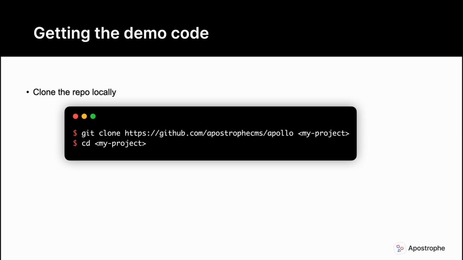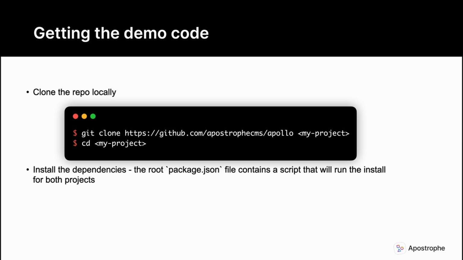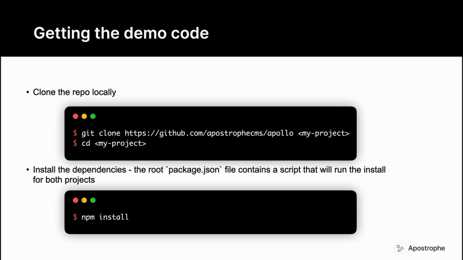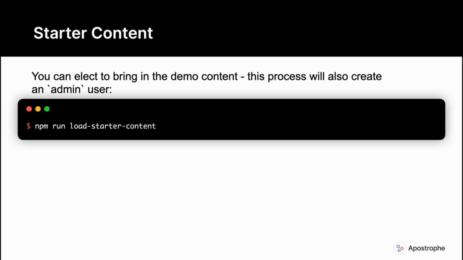Next, cd into the repo where you have cloned Apollo or your fork of it, and then perform an npm install. This will run a script in your package.json that installs the dependencies for both the front end and back end. Next comes an optional but recommended step, loading the starter content. Apollo comes with a pre-built set of sample pages, widgets, and piece content that helps you understand how everything fits together.